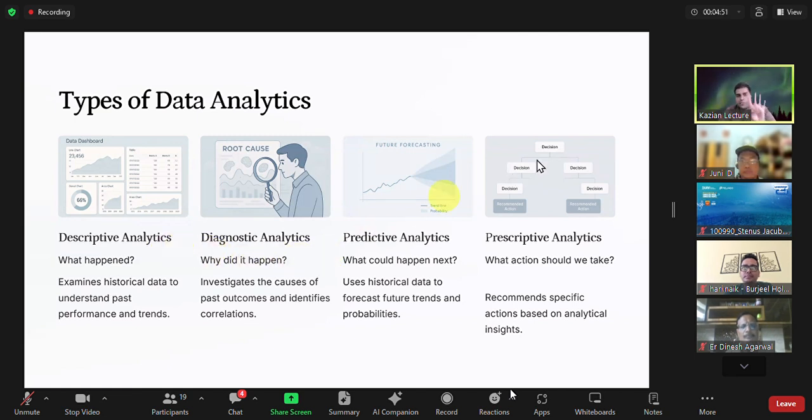So, four types of data analytics. First is descriptive. Where descriptive is talking about the history, it is going to help us understand the trends and the past performances. While diagnostic analytics is there to understand why did it happen. So it investigates the root causes. It will try to figure out why did this problem come up. Okay. Then predictive analytics. What could happen next?